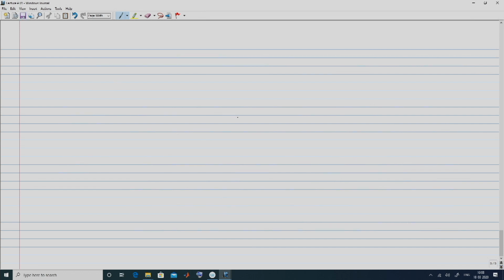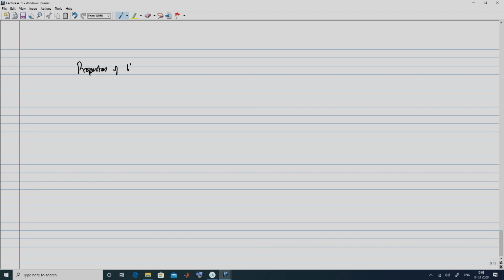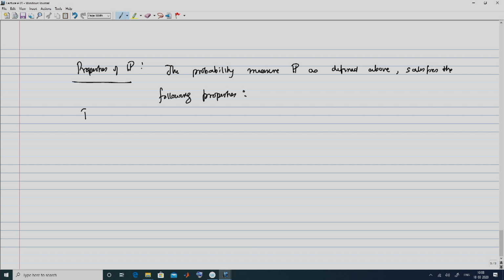Now that we have introduced what is a probability measure, we need to talk about properties similar to the case we had done in the finite probability space. So, what are going to be the properties of P? The probability measure P as defined above in a general probability space satisfies the following properties. The first is the range. As before, for all events A in sigma, 0 is less than or equal to P(A) is less than or equal to 1. So, the probability lies between 0 and 1, both inclusive.